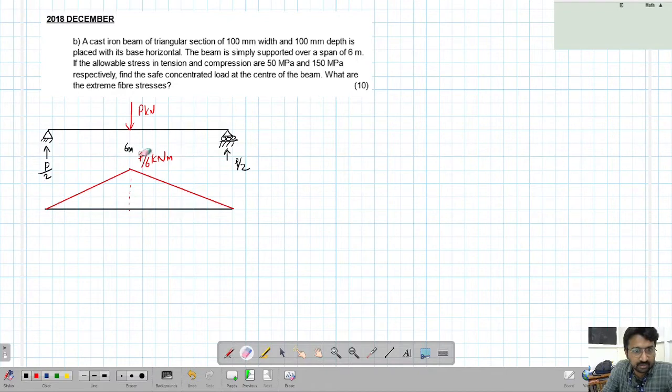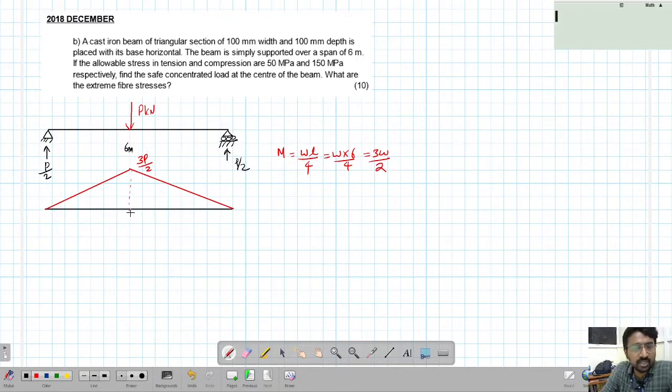So it is P by 2 into 3, so 3P by 2. You can also remember that for a simply supported beam with point load, the maximum bending moment is WL by 4, so that is W into 6 by 4. Here, instead of W, we are using P, that's all. Okay, so this is 3P by 2. This is the maximum bending moment.